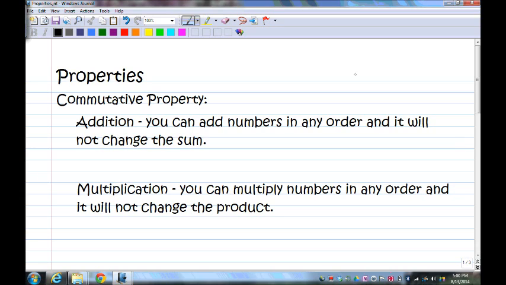I didn't want you to think that something like this, 4 plus 2 times 5, that means you could do that in any order, because you can't. That means if it's all addition, you could do it in any order. If it's all multiplication, you could do it in any order, and that's why I have them listed separately.